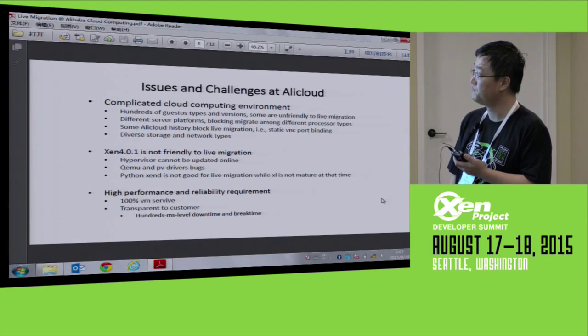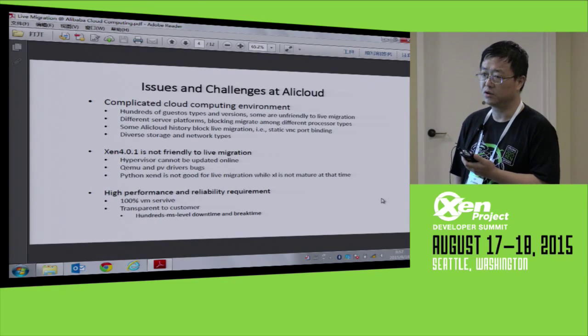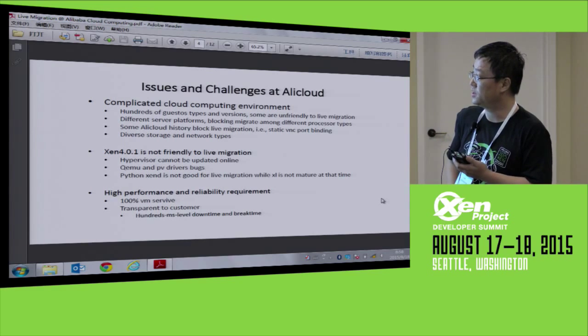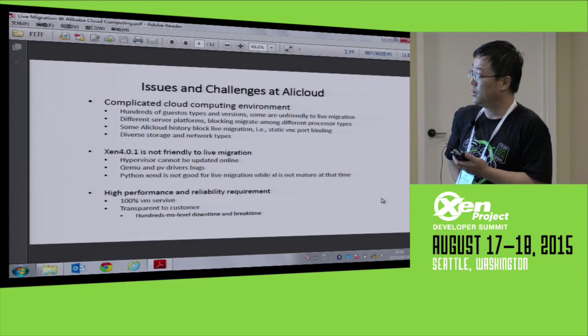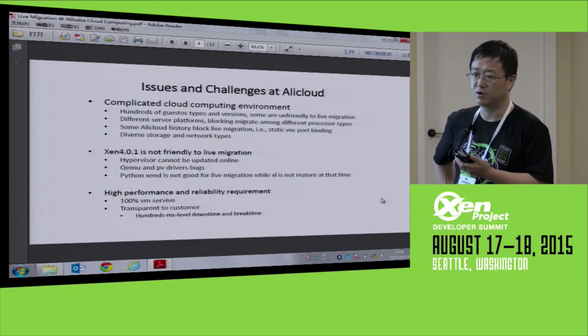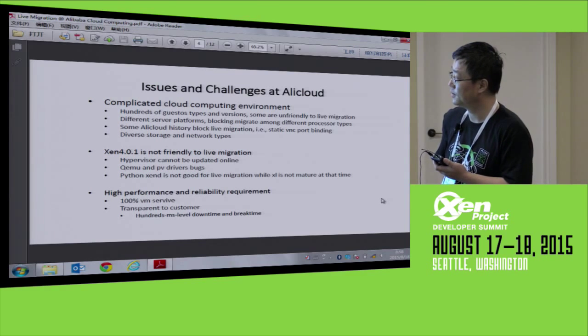The second problem is that we have different kinds of servers. The CPU types are not all the same. When we migrate one VM from one server to another, if the CPU processor types are not the same, it will block live migration because live migration has a TSC problem. This problem has not been solved by Xen and KVM right now. Maybe in the near future, we will have solutions for these problems. But now, migrating from one CPU type to another kind of CPU is not allowed.